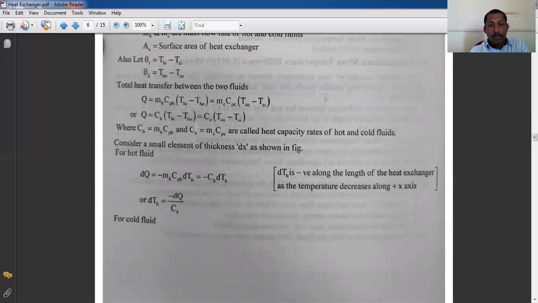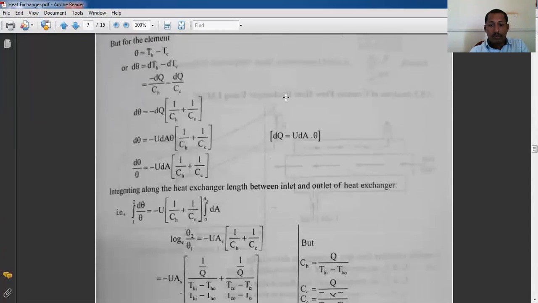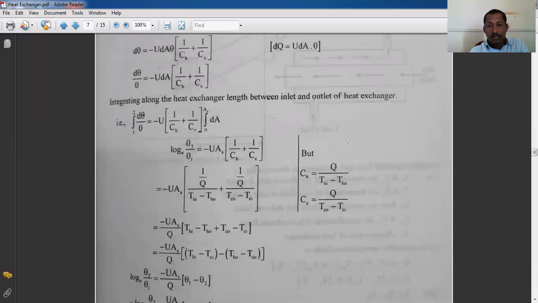So see here, I can write here Q, Ch is Q is equal to Ch into Thi minus Th naught. So Q divided by Thi minus Th naught is the Ch. Where you are having Ch, Q divided by Thi minus Th naught you have to substitute. Okay, see here, Cc is equal to Q divided by Tc naught minus Tci, you have to substitute. Now you substitute the values here: 1 divided by Ch is there. Ch value is this one, and Cc value is this one. You have to substitute those values.